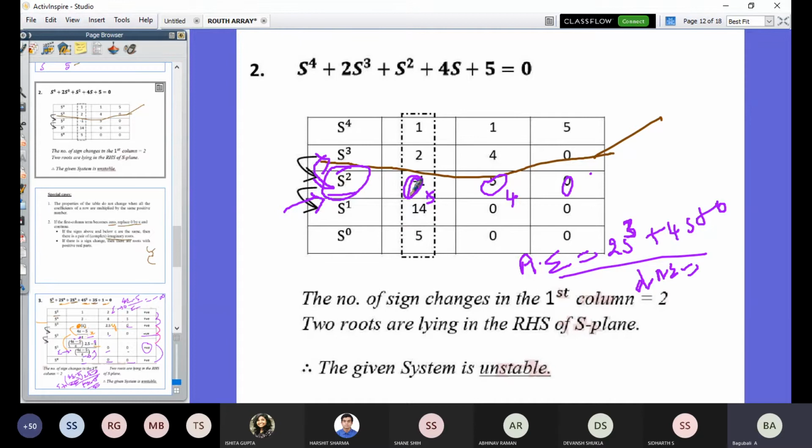What is the thing I told you? When the first column becomes 0, what are the cases I told you? If the first column becomes 0, what is the case? Replace it by zeta. That is the stability criteria I told. So let's see the sign changes before and after zeta. If the sign changes, then unstable.